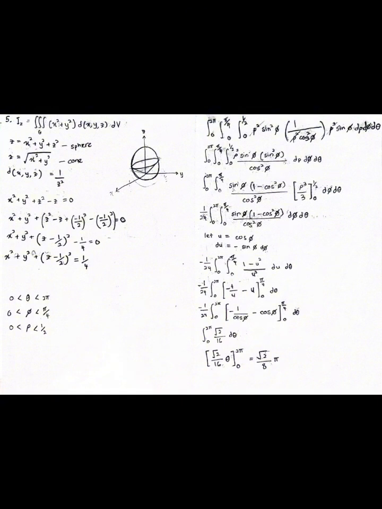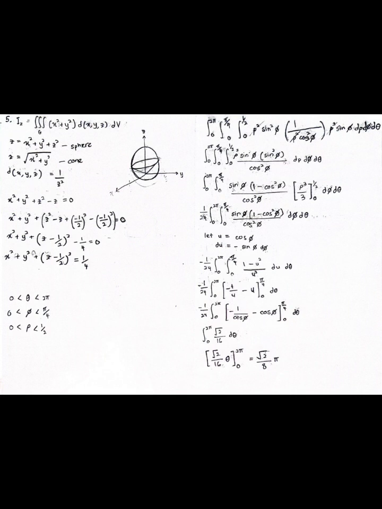Then we integrate with respect to d theta. Then we integrate with respect to d phi. Before that, we need to let u equal cos phi, and we have du equal to negative sine phi d phi, and we substitute that value to make the new equation, which is negative 1 over 24, limit 2 pi until 0, limit pi over 4 until 0, 1 minus u square over u square du d theta.